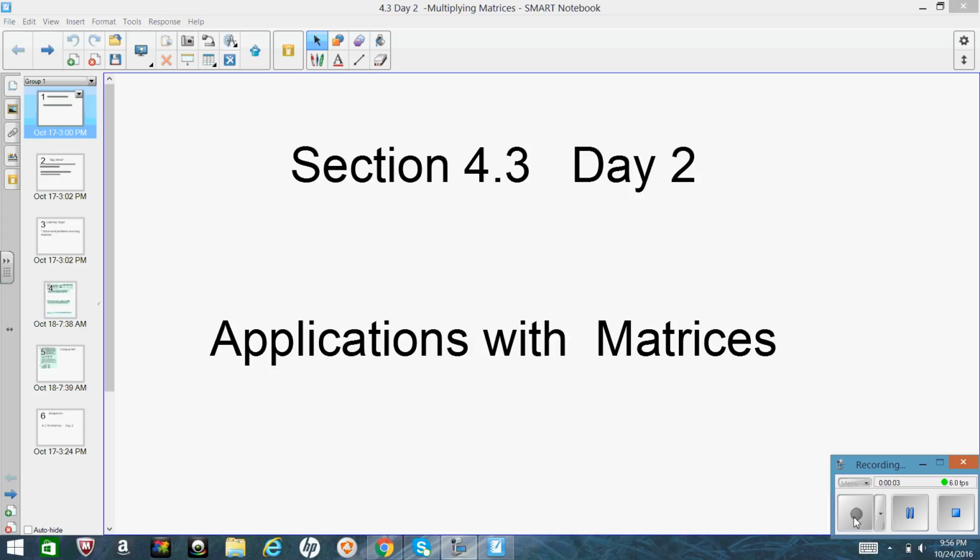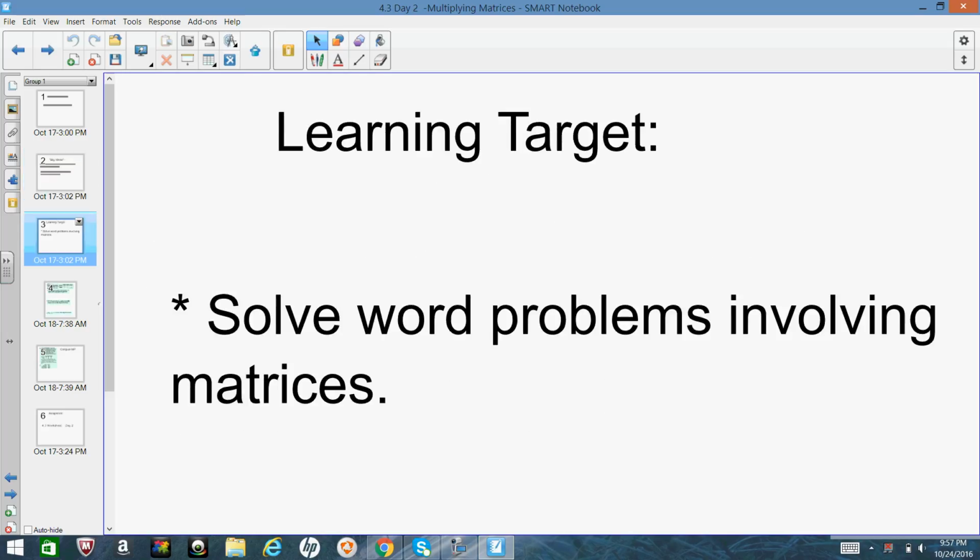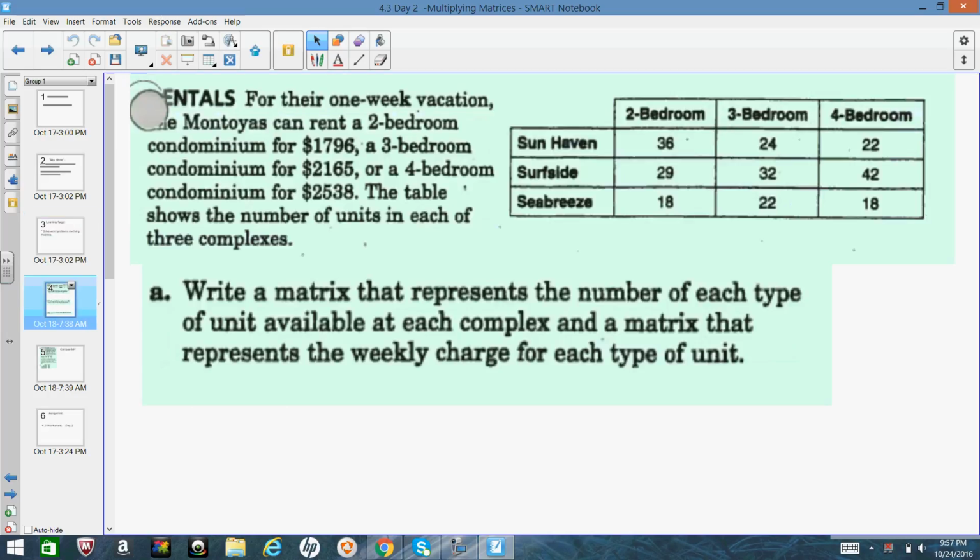All right, we are on section 4.3, day 2, applications with matrices. So again, we have our big ideas. Why would a matrix be used to solve systems of inequalities? You guys can continue thinking about that, and how are matrices used to solve everyday applications, which we will get to today. Our learning target for today is to solve word problems involving matrices. So let's look at our first example.